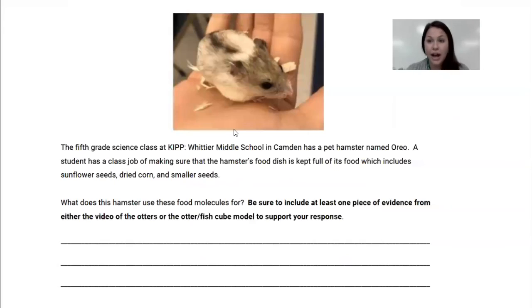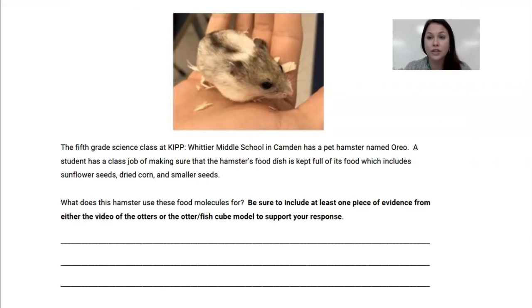Now, your job on your exit ticket today, on your classwork tab, is going to be to think about this hamster here. The 5th grade science class at Kip Whittier Middle School in Camden has a pet hamster named Oreo. A student has a class job of making sure that the hamster's food dish is kept full of food, which includes sunflower seeds, dried corn, and smaller seeds. Our question we need to answer today is, what does this hamster use these food molecules for?